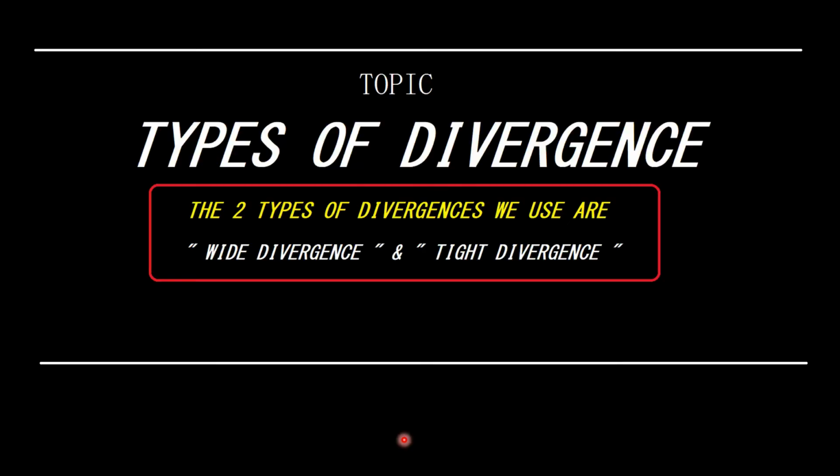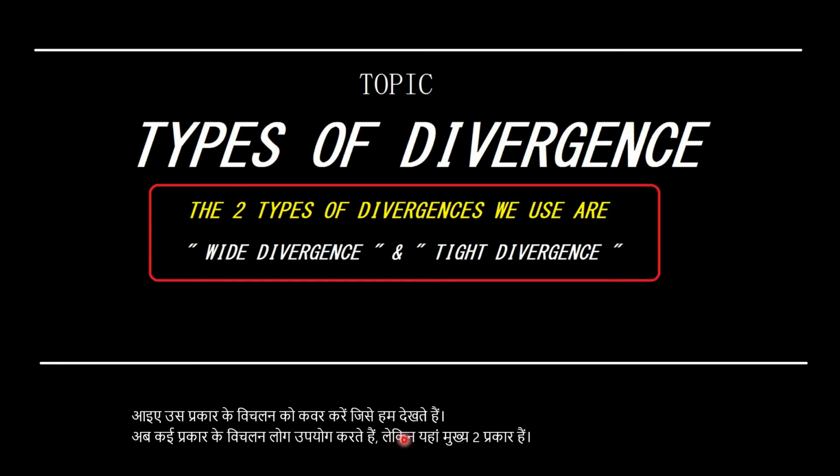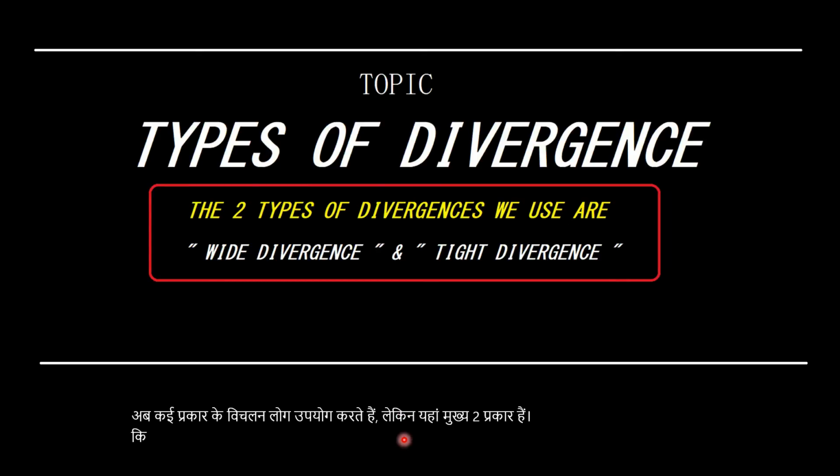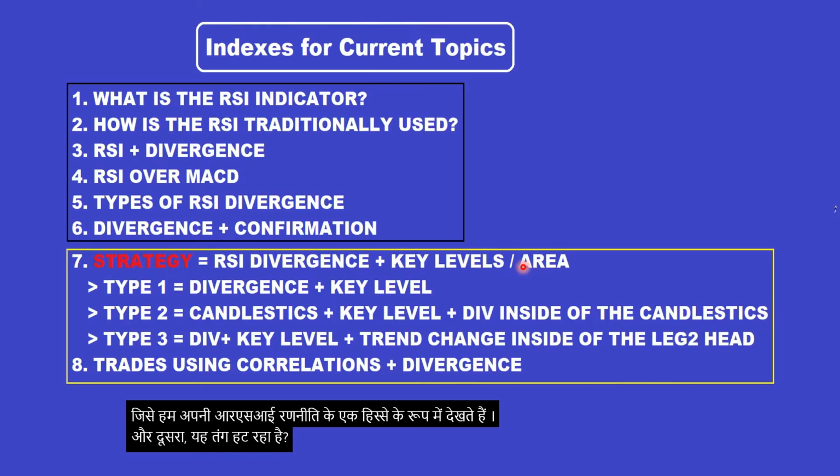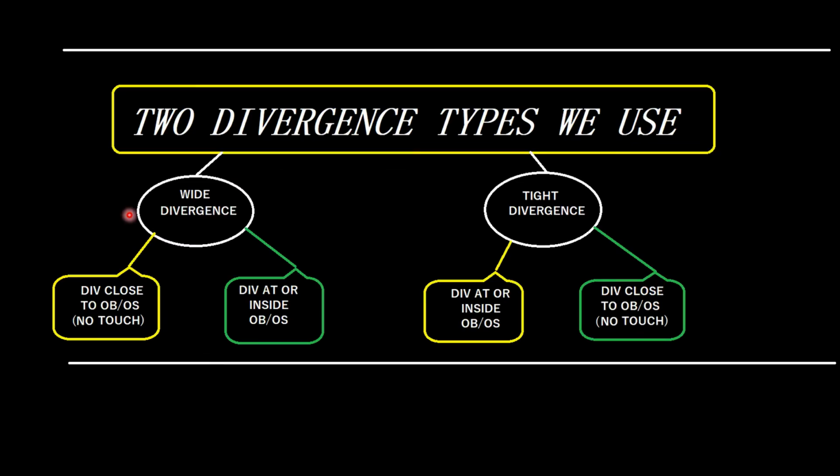Let's cover the type of divergence we look for. There are many kinds of divergence people use, but here are the main two types that we look for as a part of our RSI strategy. First is a wide divergence, and second is a tight divergence. So we will cover the types of divergence, and under each type there are two subtypes.